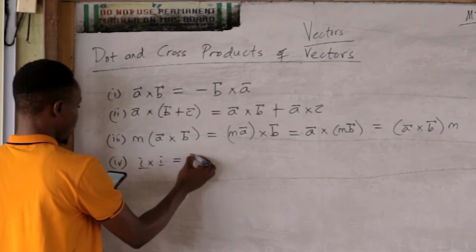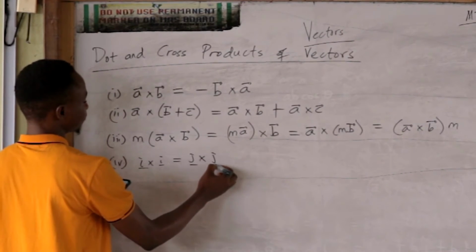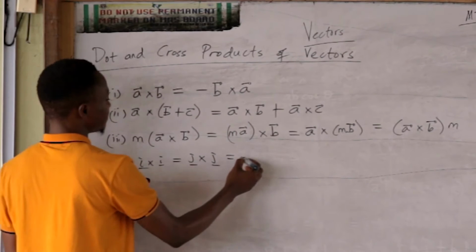When you have them to be the same, you're going to get 0.